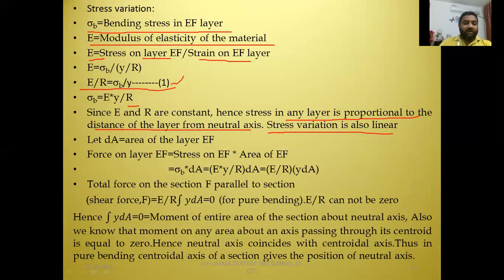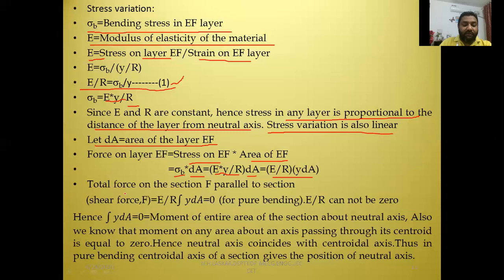Now, let us consider dA is the area of the elemental length EF. Then what are the forces on the layer? Force is nothing but stress on EF multiplied by area EF. The stress is sigma b, area is dA. What is the value of sigma b? Sigma b is E multiplied by y divided by r. So I put it here, E y divided by r multiplied by dA. So I am getting E by r multiplied by y dA.